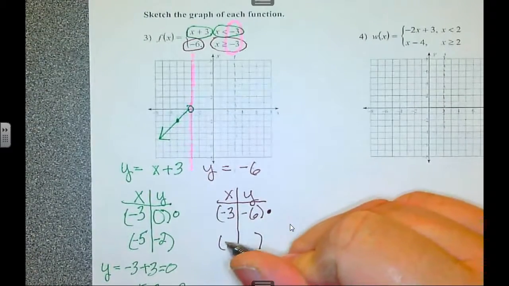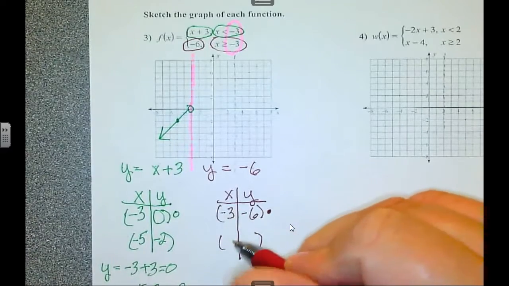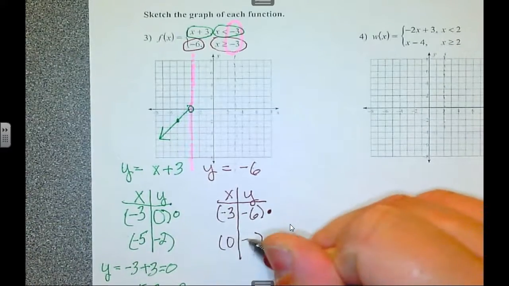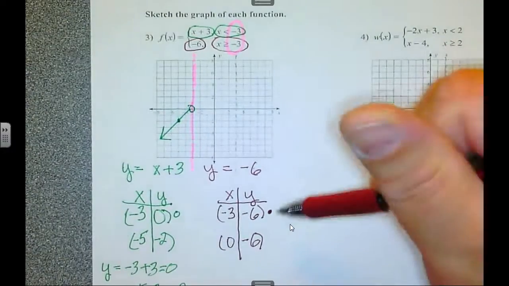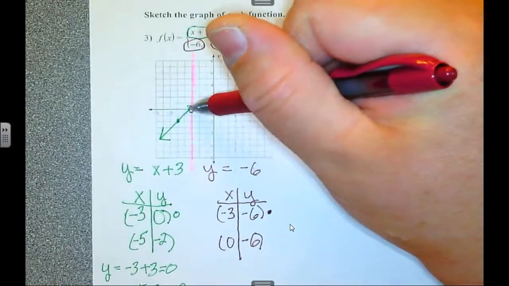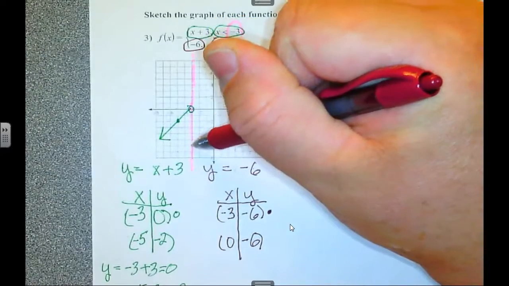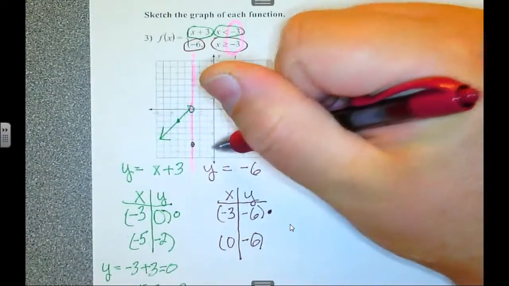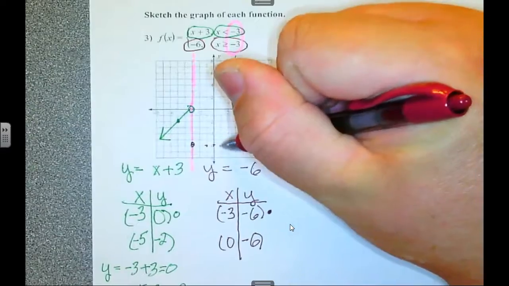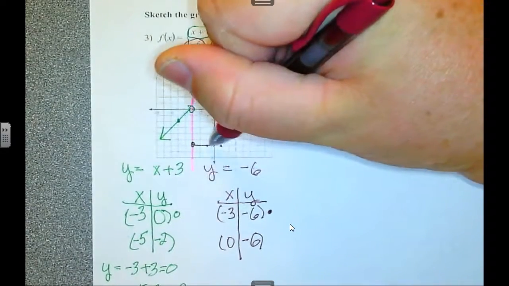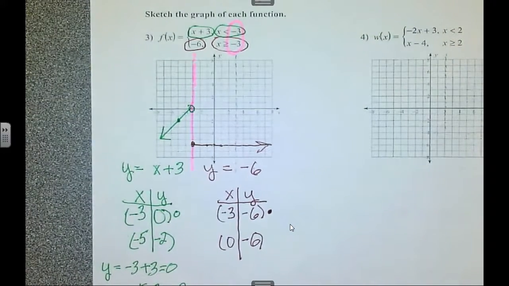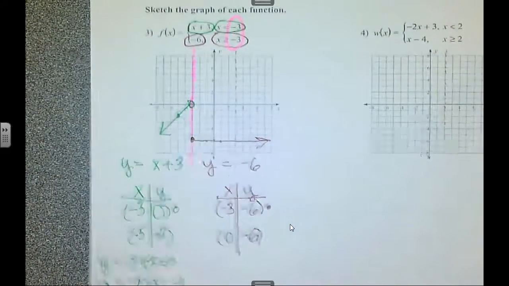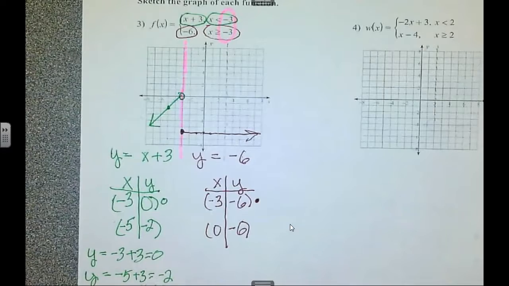Then my second function, no matter what I plug in for x, I'm always going to get y being negative 6. So let's pick a number greater than negative 3, 0. It's still going to be negative 6. So I have a closed circle, negative 3, negative 6, and it's always going to be negative 6 for my y value, which is a horizontal line. And here is a graph of my piecewise function. Easy peasy.